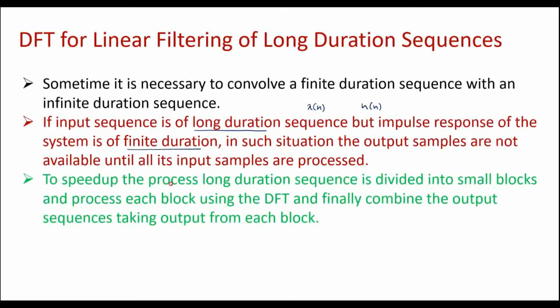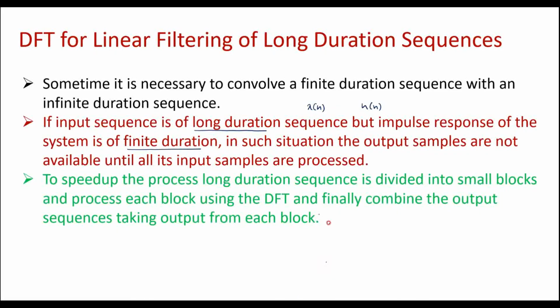So to speed up the process, the long duration sequence is divided into small blocks. That is, here x of n is a long duration sequence. We are supposed to divide this into small blocks and process each block. Processing each block means each block is convolved with h of n using DFT, and finally we combine the output sequences taken from each block.